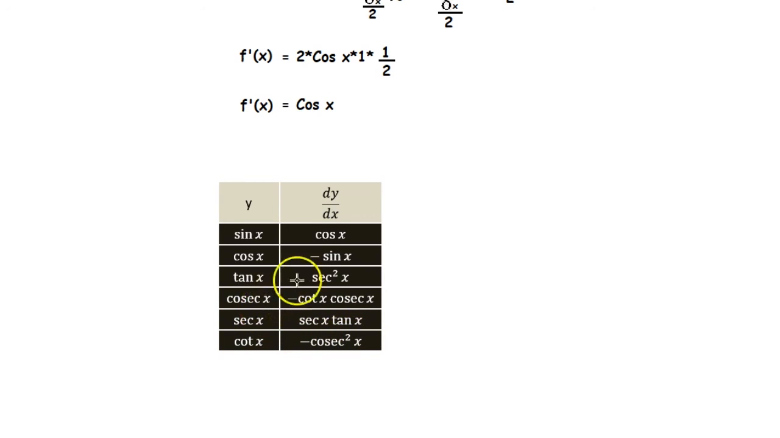You can try to prove these derivatives using first principles, just like how I proved them now. You will need to use your knowledge in trigonometry here.